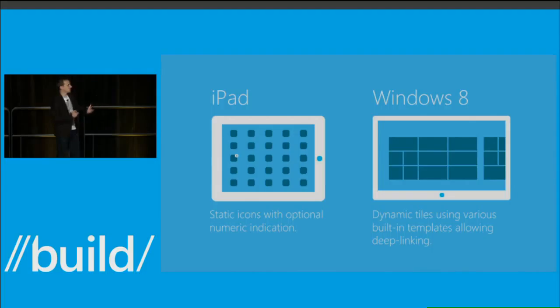So the only kind of dynamic feature you have on iPad is those little badges, as you can see here, the 3, for example. If you have a new mail or something, you can increase that number. But that's kind of the extent of what you can do on the home screen of iOS.